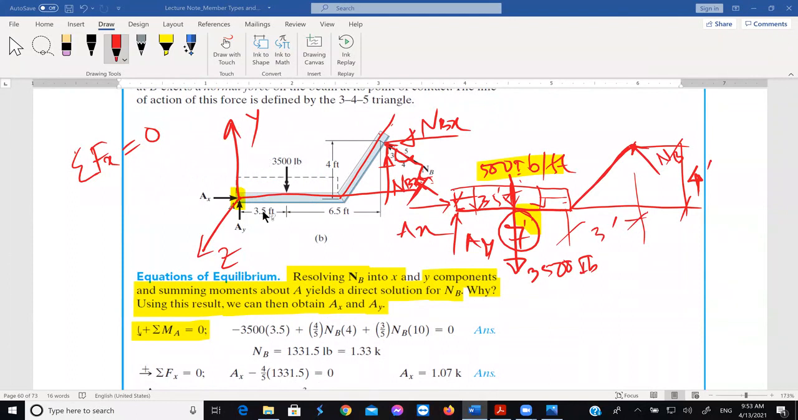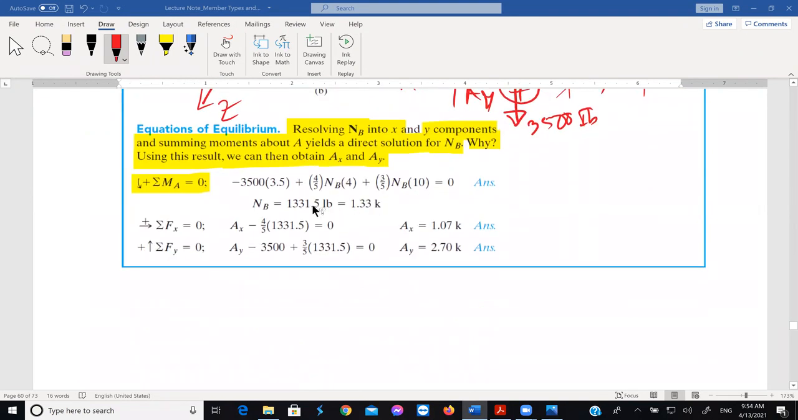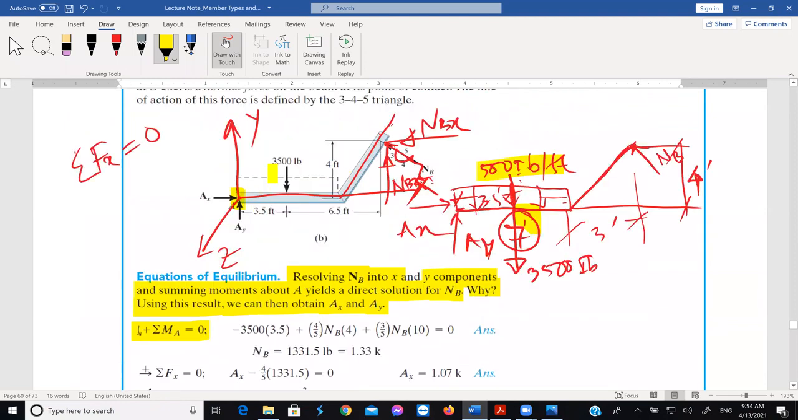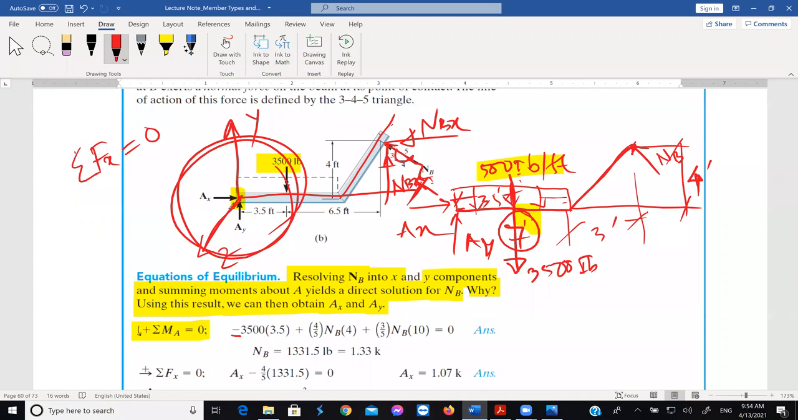So you can see in this figure too, the impact of this distributed load is just a concentrated load with 3500 pound in magnitude, acting at a location of 3.5 feet from the left support. So let's summarize the moment of all these forces about point A. 3500 pound is creating a clockwise moment. That means it's creating a clockwise rotation about the Z axis at point A. So the clockwise moment is negative and the magnitude is 3500 times 3.5.